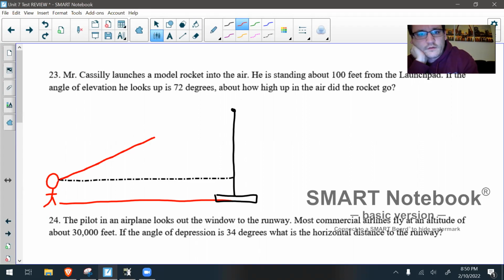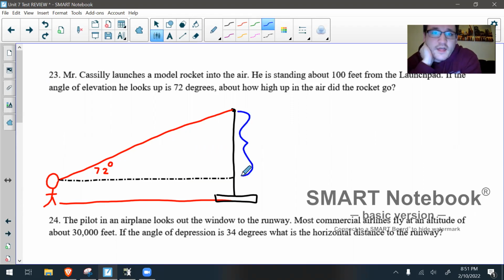So that is our angle of elevation right here, 72. And no, it's not to scale, but get over it. 72 degrees. All right. They want to know how high up the rocket goes. Now, keep in mind for this problem, that is the height. That's what we need to look for.